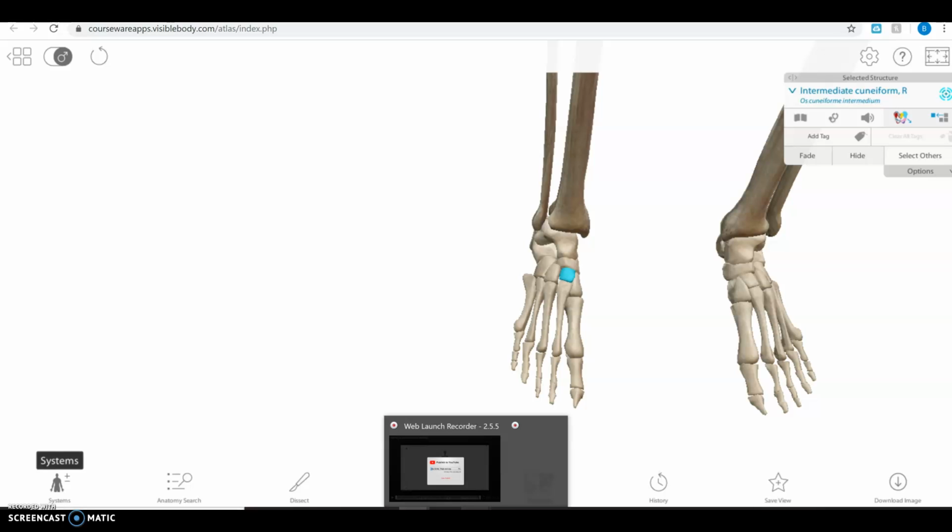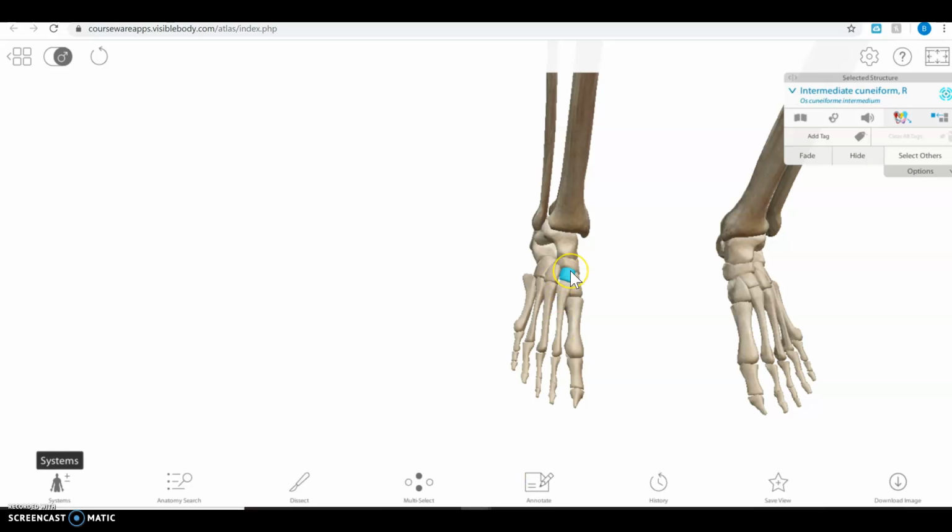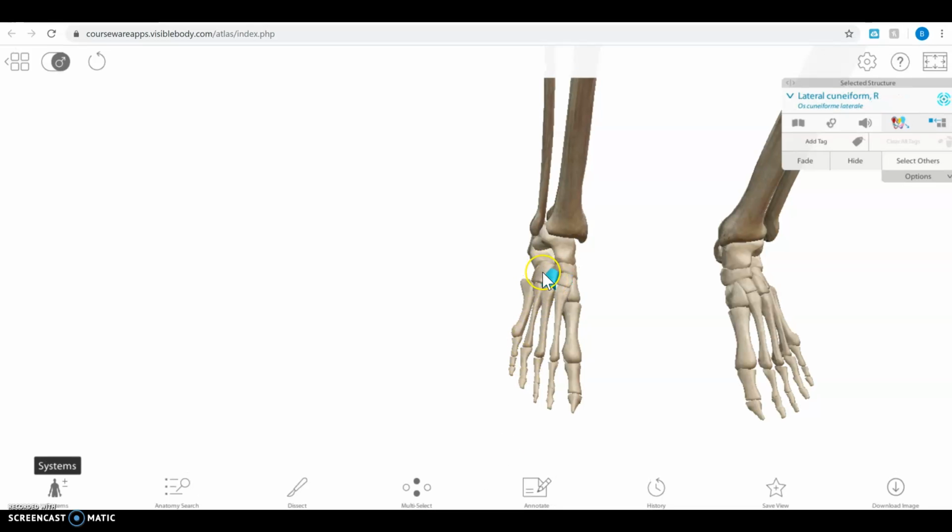You will actually have to go back and add this on the word bank. I actually left it off of the word bank, so make sure that you go and add that intermediate cuneiform bone, and then you have your cuboid. So to help you remember the bones of the foot and how they're set up, just remember tiger cubs need milk, M-I-L-C.